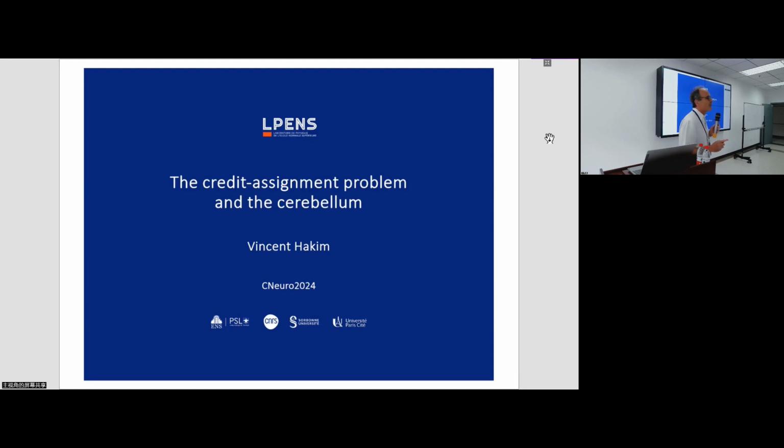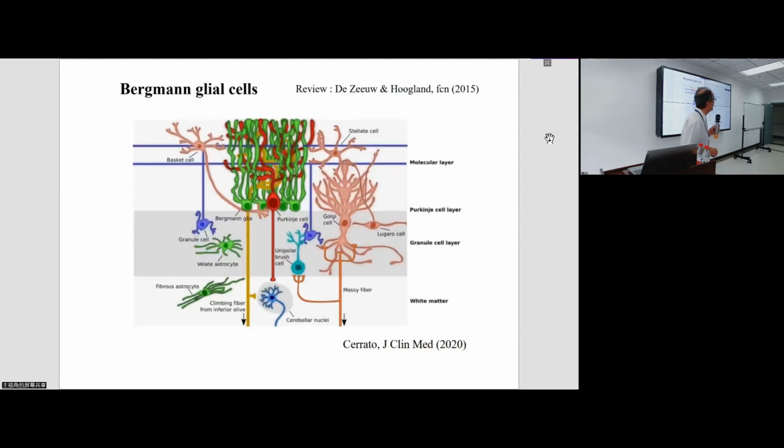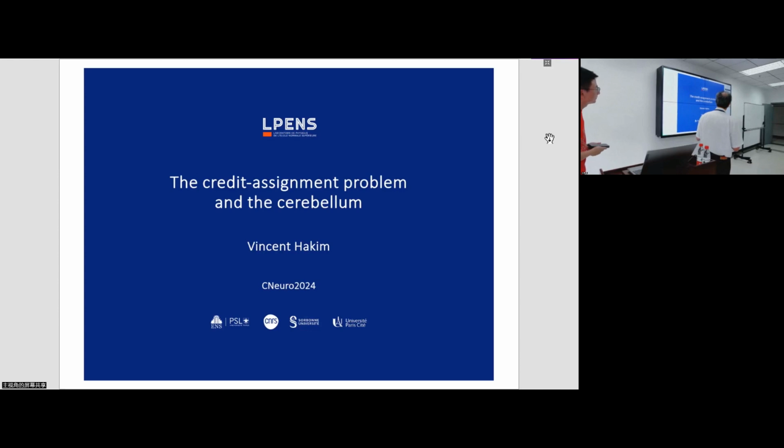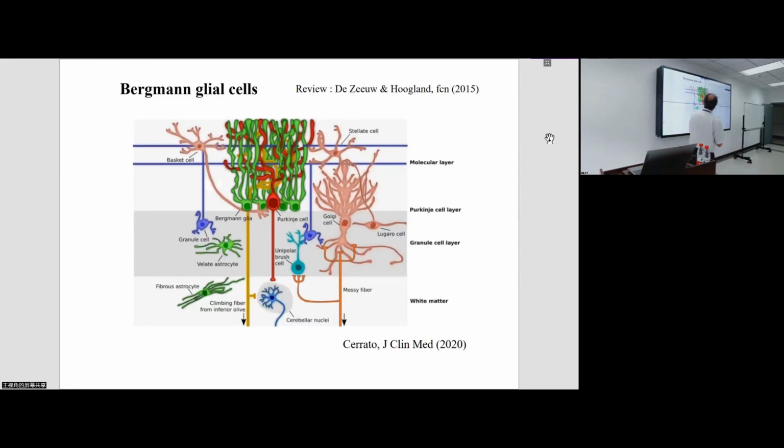Before that, in the first lecture, somebody asked about the glial cell in the cerebellum, and I was not very good in answering that. So I'll show you this, just to answer this question. Of course, there are glial cells in the cerebellum, but there are also very spectacular glial cells.